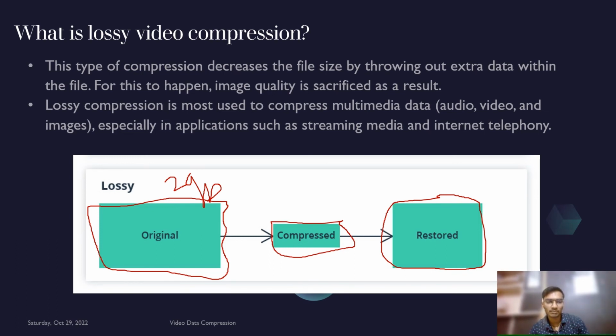For example, if there is a 2 GB video file or data file, we can compress it up to 50 MB or maybe 100 MB. It is only an example. When we restore it and uncompress it, we get only 1.5 GB of data. It means 500 MB of data gets lost by this type of video compression. So basically these two are the types, lossless and lossy video compression.